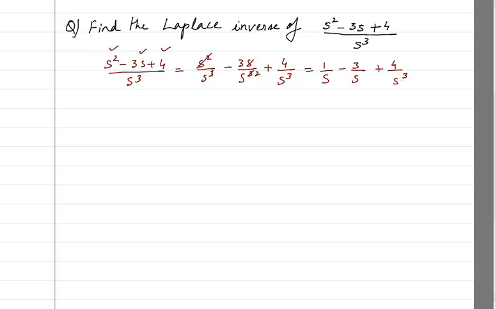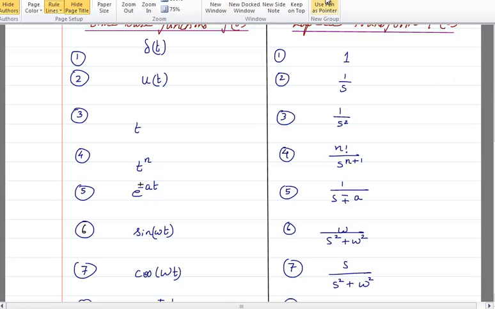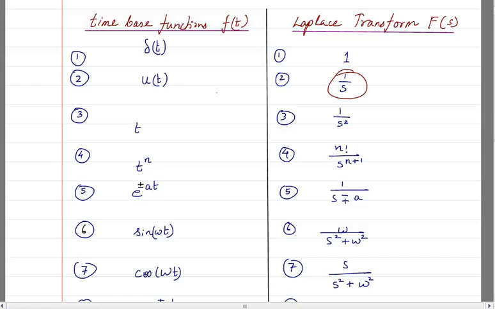4 by s cube. This is s square, correct? Now, look at this chart. Now directly we have split up into smaller parts. The chart says that 1 by s means it is u of t. And if it is 1 by s square, it is t.